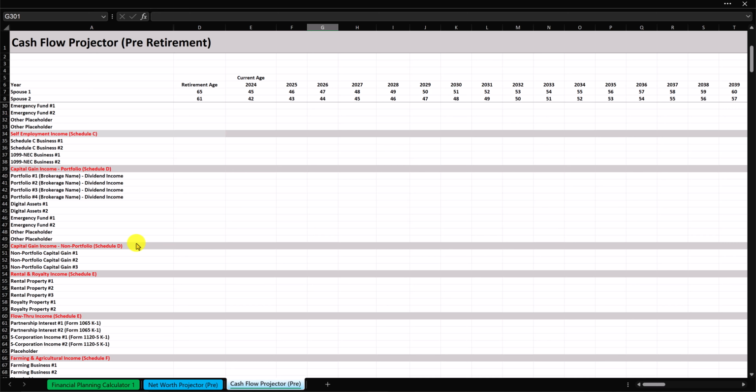Now, in addition to that, it is also possible to have capital gain on non-portfolio types of assets, such as real and personal property. All of that would also go on Schedule D, and I'm going to put that down here in its own little section right there.